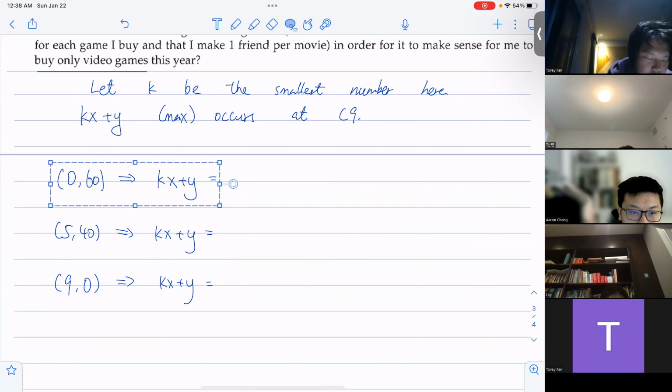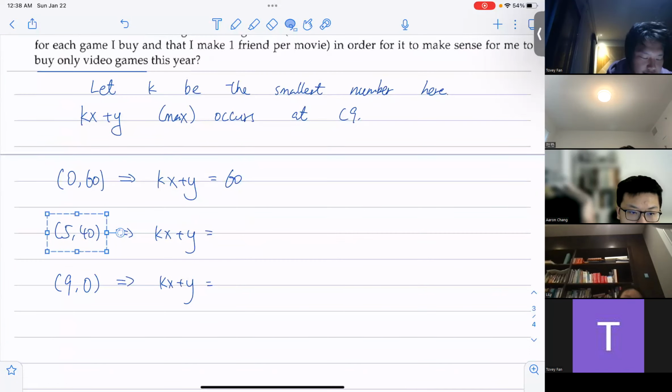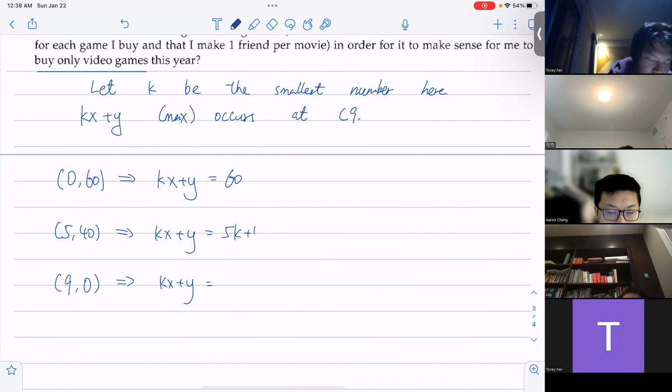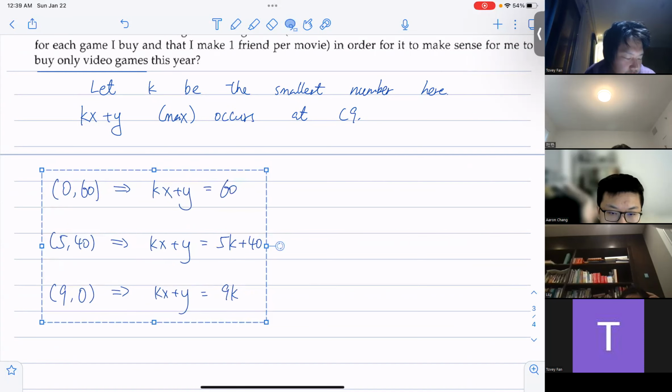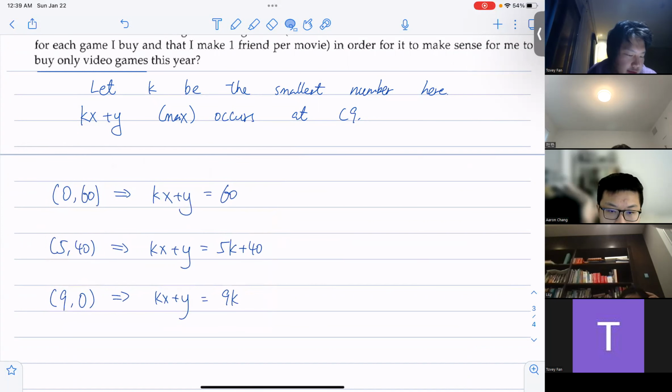The first one always gives you 60. The second one is 5, 40, so that's 5k plus 40. And the last one is just going to be 9k. Does that make sense to everyone? We use kx plus y because that's the expression now, and we plug all three intersections in for it.